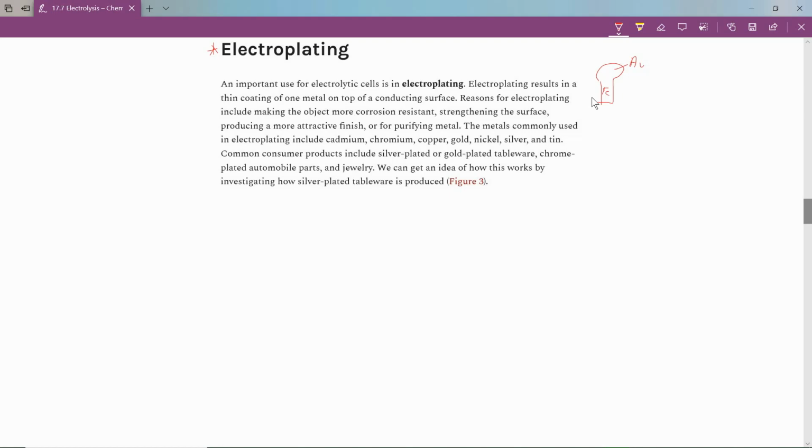The metals commonly used in electroplating include cadmium, which is pretty nasty. I wish no one would use cadmium anymore. It's really nasty for the environment. Chromium, copper, gold, nickel, silver, and tin.